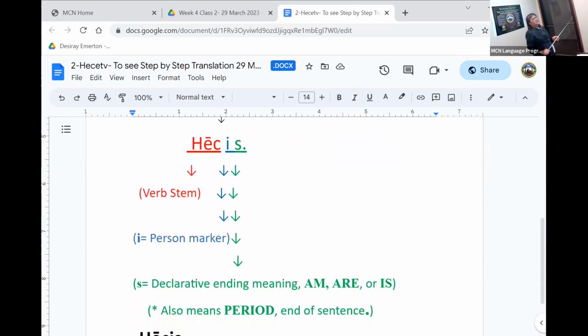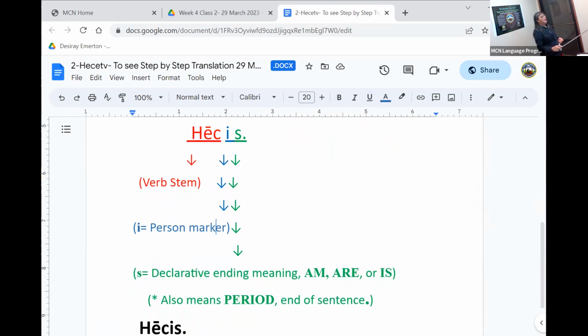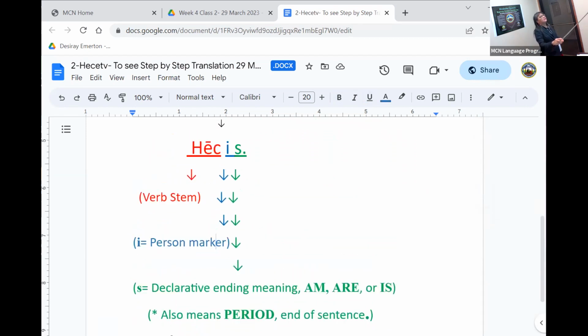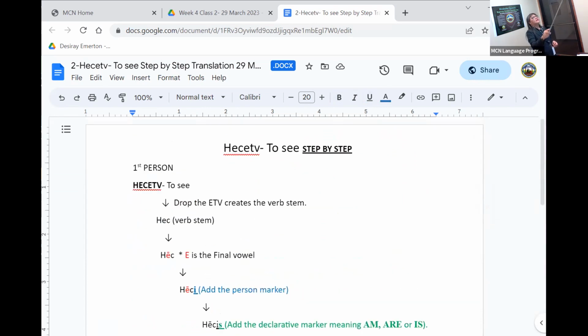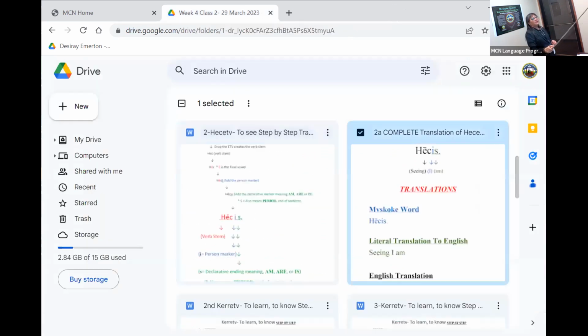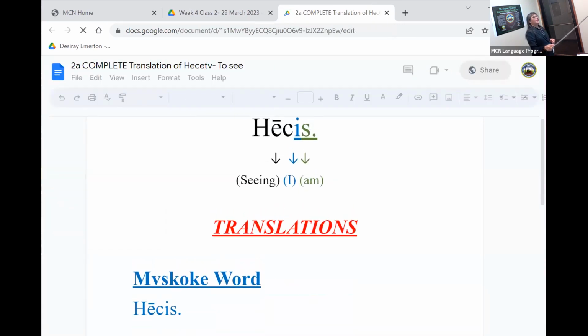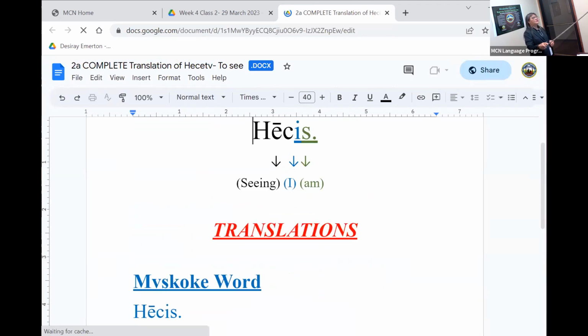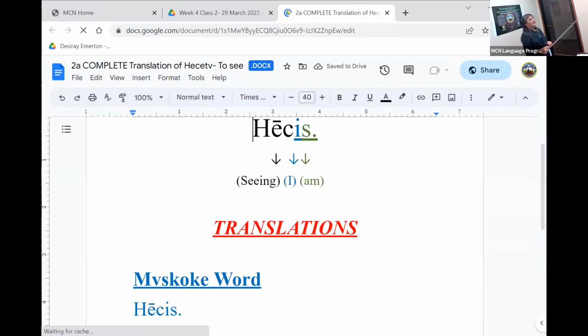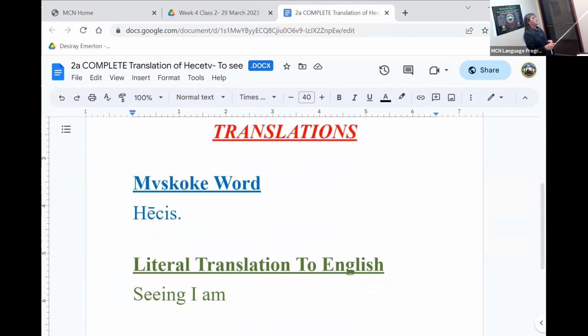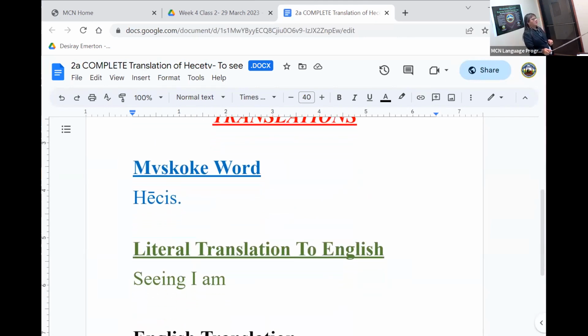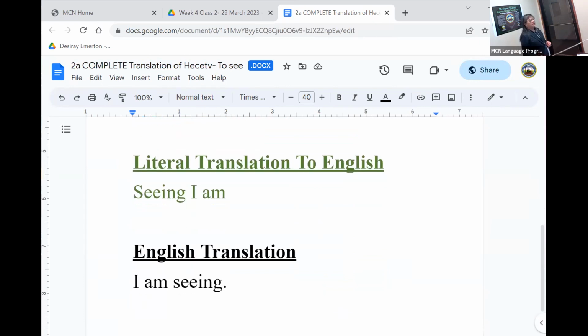You see how I broke it down, and these are all in our Google Drives so you can refer back to them. So the verb stem, your person marker, and the declarative ending: EJs, to see. I'm going to go through some of these a little fast because we're trying to get everything crammed into 30 minutes. Again, I broke it down to make it a little easier. Seeing, I am. The Mvskoke word is EJs. Literal translation, seeing, I am. English translation.